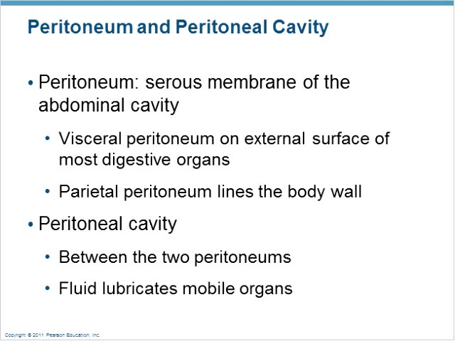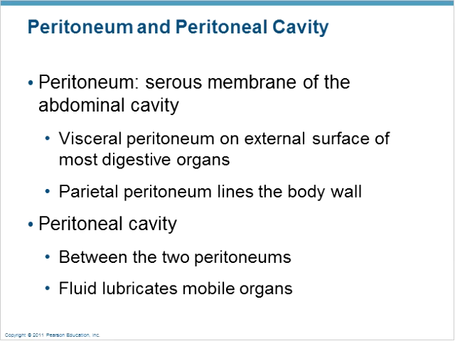We talk about the peritoneum and the peritoneal cavity. The peritoneum is the serous membrane of the abdominal cavity. We talked about it before. It has two layers, a visceral and a parietal layer. The visceral layer is the part that is intimately touching and surrounds the organs, and the parietal peritoneum is the one that lines the walls of the abdominopelvic cavity.